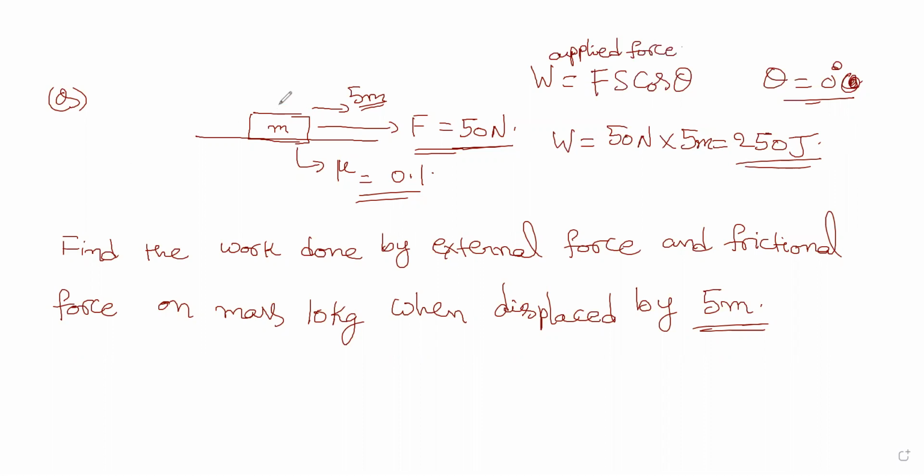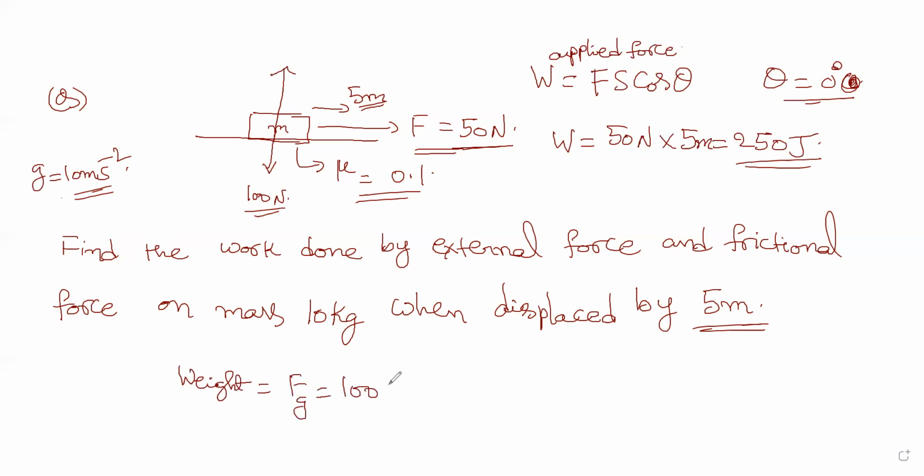And now if I consider the frictional force, to calculate frictional force, I need to calculate the normal reaction. So here the mg is downwards, that is 100 newtons. I take g as 10 meters per second squared. The weight of the object is nothing but the gravitational force Fg, 100 newtons. So 10 into 10, that's how you get 100 newtons downwards. And the normal reaction is again 100 newtons.